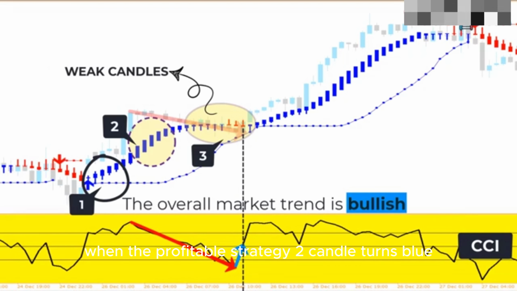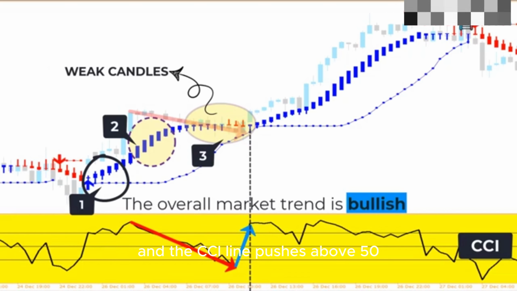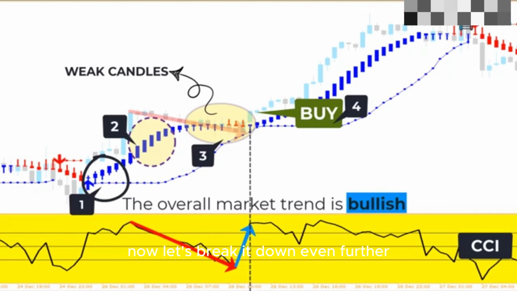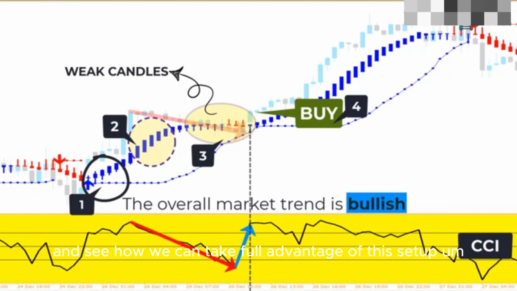But here's where it gets even stronger. When the profitable strategy 2 candle turns blue and the CCI line pushes above 50 or even breaks past +100, we now have a high accuracy buy signal. This setup aligns multiple confirmations, making it a powerful, high probability trade opportunity. Now let's break it down even further.